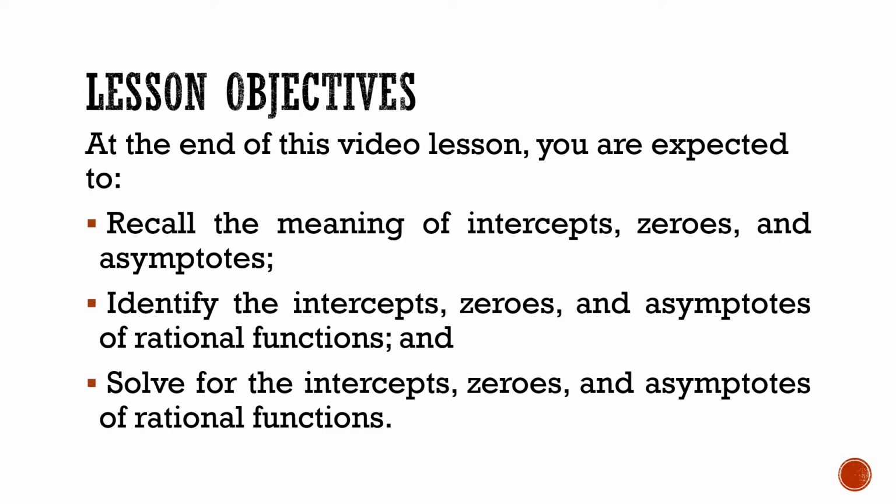Our lesson objectives. At the end of this video lesson, you are expected to first, recall the meaning of intercepts, zeros, and asymptotes. Second, identify the intercepts, zeros, and asymptotes of rational functions. And last, solve for the intercepts, zeros, and asymptotes of rational functions.